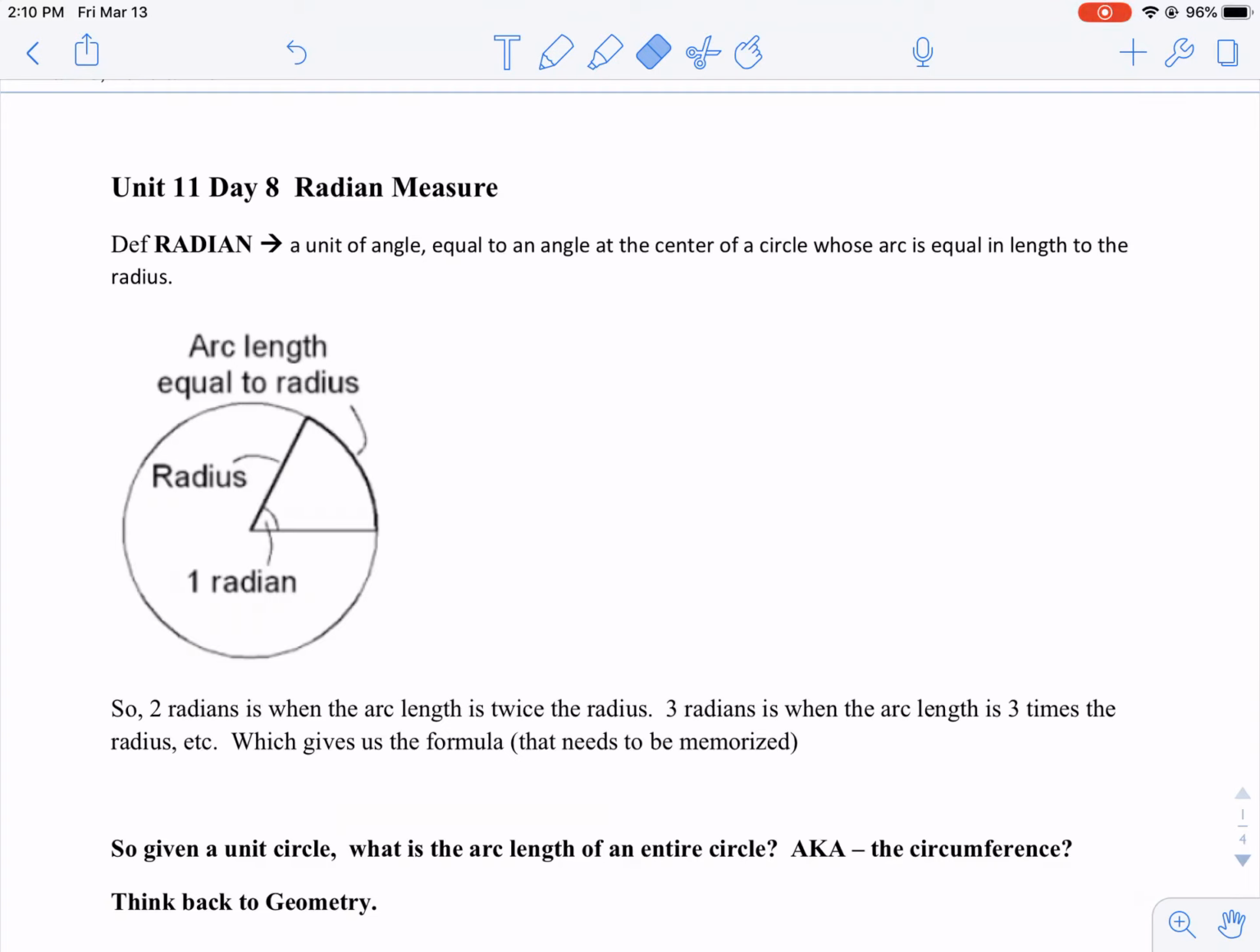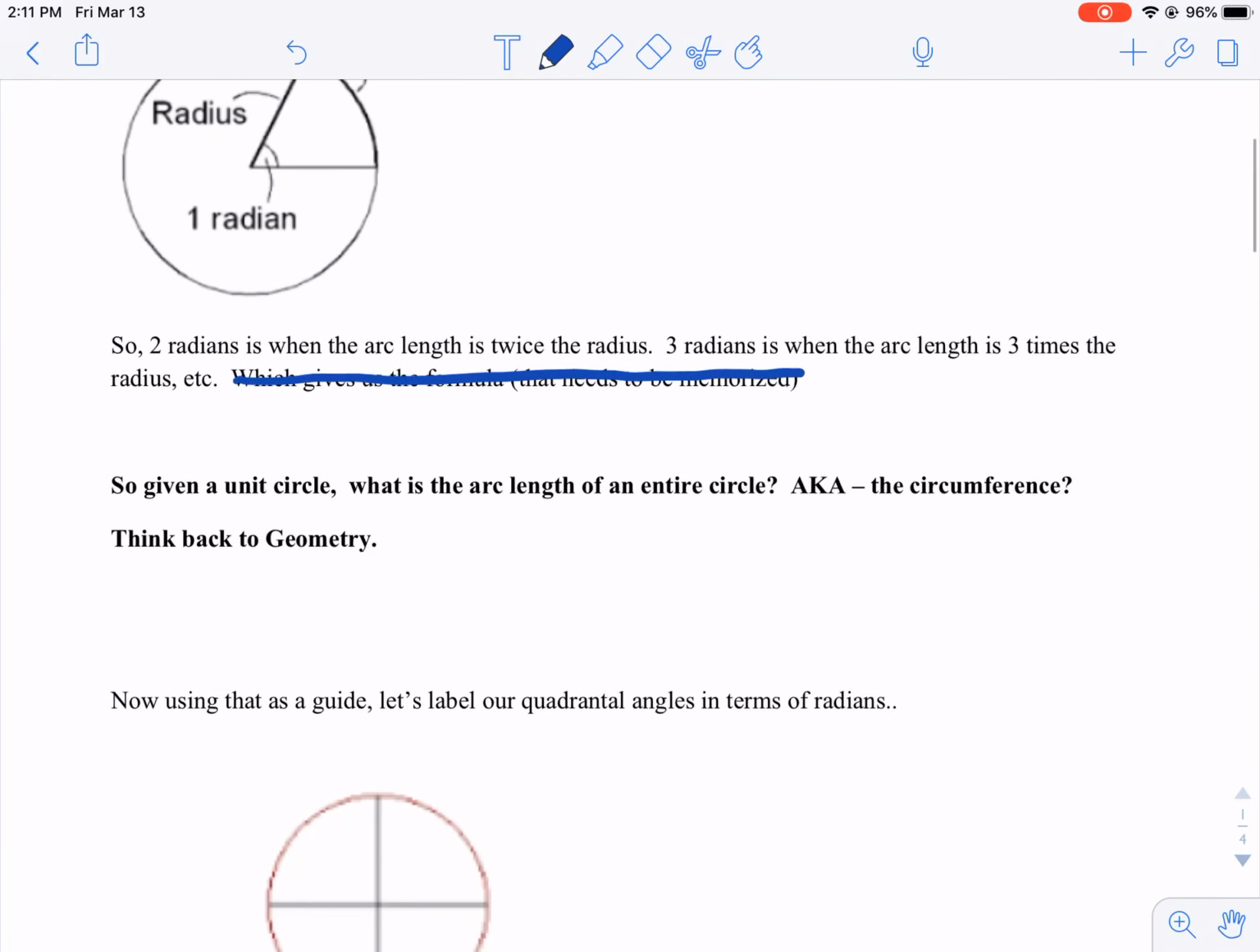So 2 radians is when the arc length would be twice the radius. 3 radians is when the arc length is 3 times the radius, etc. We are not going to deal with the formula that it says we're going to memorize, so we're just going to cross that off. So given a unit circle, what is the arc length of the entire circle? Everything we do with radians is going to be based on this concept right now. So the arc length of an entire circle would be the distance all the way around the circle, which is known as the circumference.